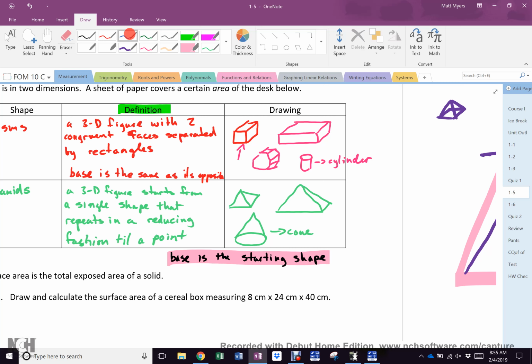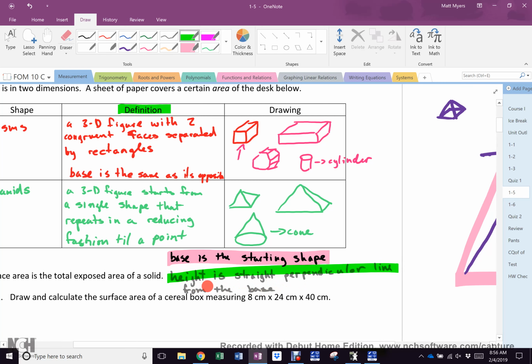What if I lie down? Now what's my base? My back is on the bottom. Would you measure my height from my back to the front of my belly? No. Why not? Because that's not height, right? The other word you have to be aware of is height. And height is the straight line, perpendicular line. Perpendicular means 90 degrees from the base. And the base is not necessarily the bottom.